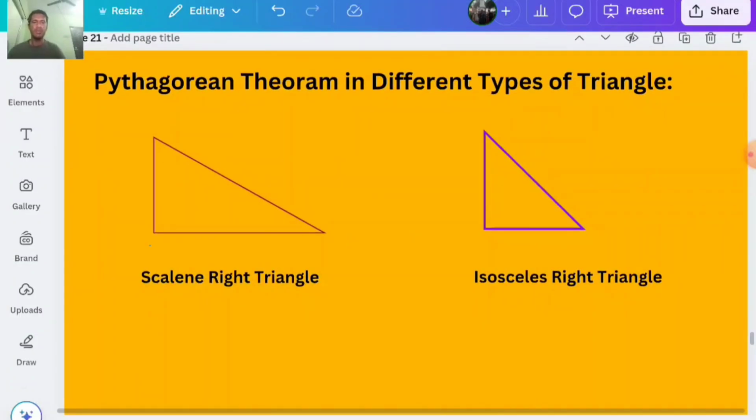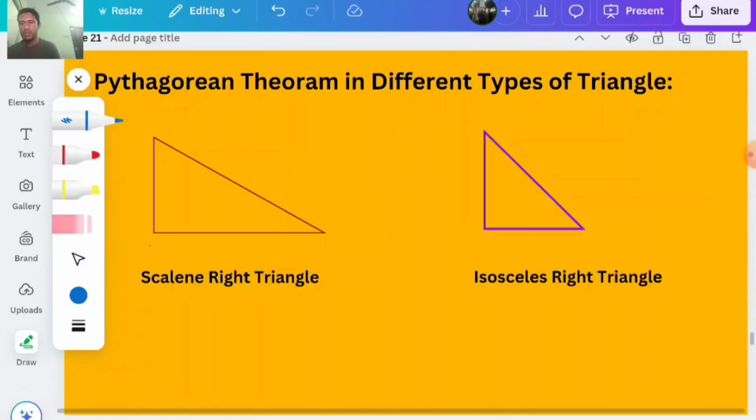Pythagorean theorem in different types of triangle. The Pythagorean theorem can be discussed in two types of right triangle: the scalene right triangle and the isosceles right triangle. In an isosceles right triangle, the two legs are equal, and only the hypotenuse is greater than the legs.